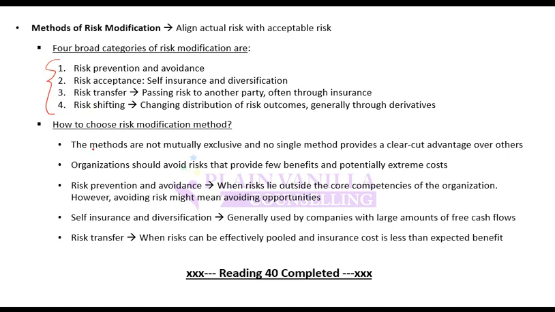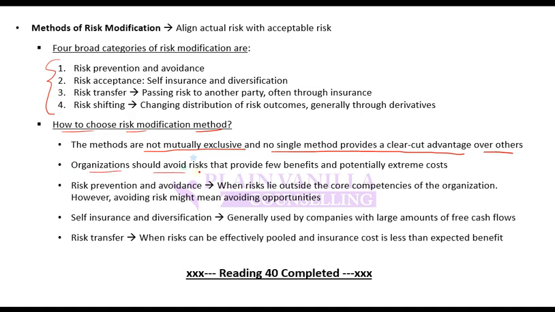You should know the names and the definition and what happens in each of these. Now the question is how to choose a risk modification method. The first important point to note is that these methods are not mutually exclusive. That is, no single method provides a clear-cut advantage over others, and so you may be using multiple methods at the same time. So a company may be using risk prevention as well as risk acceptance, risk transfer, and risk shifting. Multiple of these methods can be used at the same time.